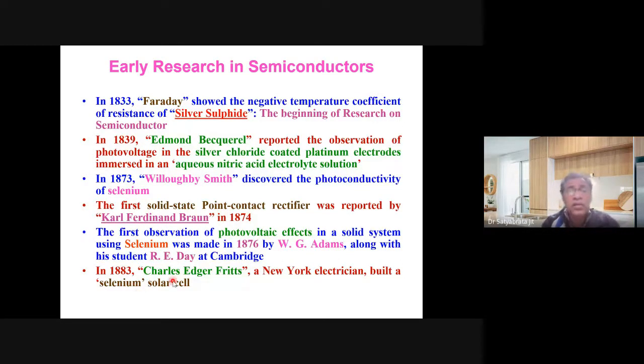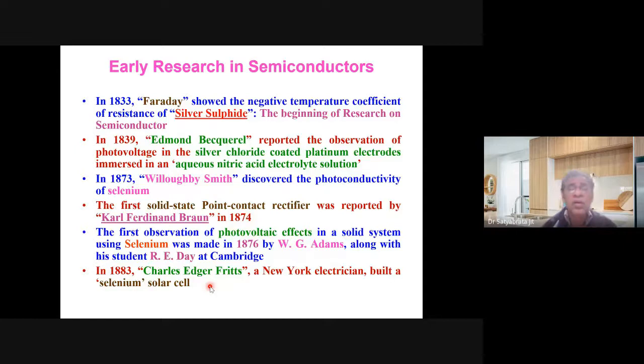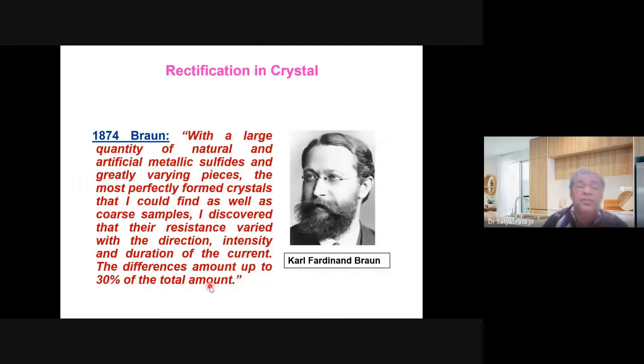Now, in 1883, C. Fritz, who was basically an electrician, built the selenium solar cell. Why have I just put this research here? Because you all know that the photoelectric effect was discovered by Einstein in 1905, but all this research was much before that, when theoretically what the phenomenon behind it was was not very clear, and even the concept of semiconductor was not there.